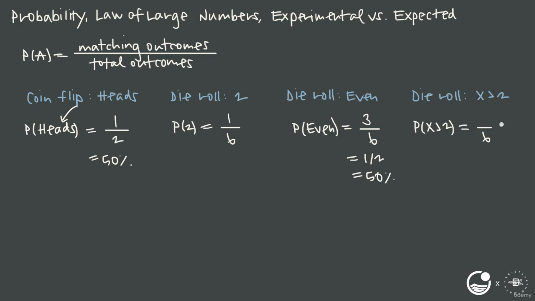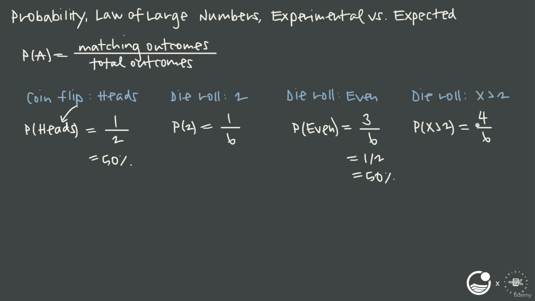But what about the matching outcomes? Well, the numbers on the die that are greater than 2 are the numbers 3, 4, 5, and 6. The numbers 1 and 2 are not greater than 2. Only 3, 4, 5, and 6 are values greater than 2, which means there are 4 matching outcomes.